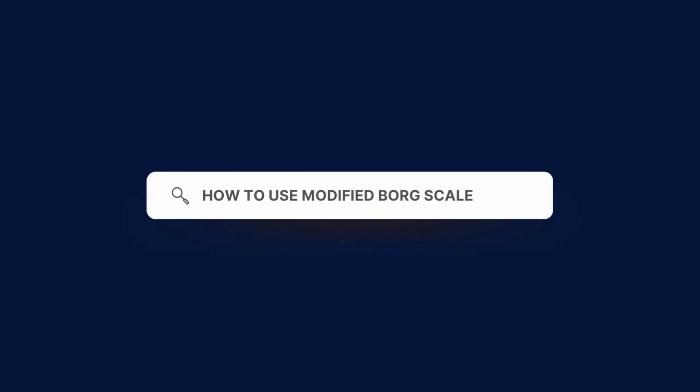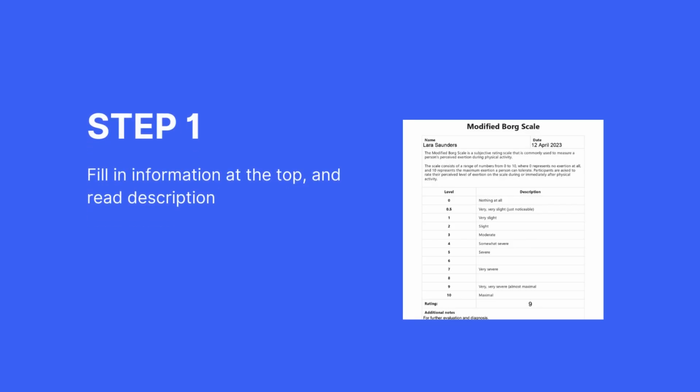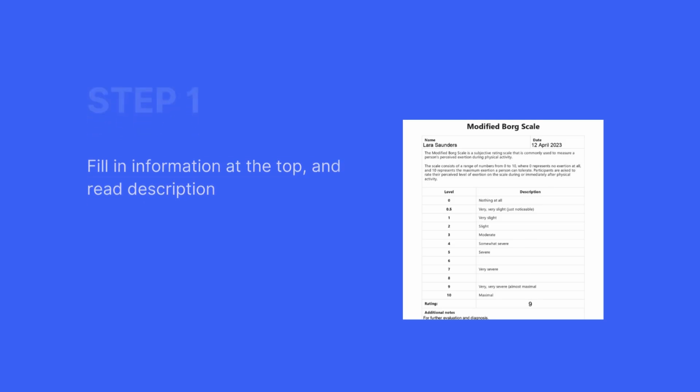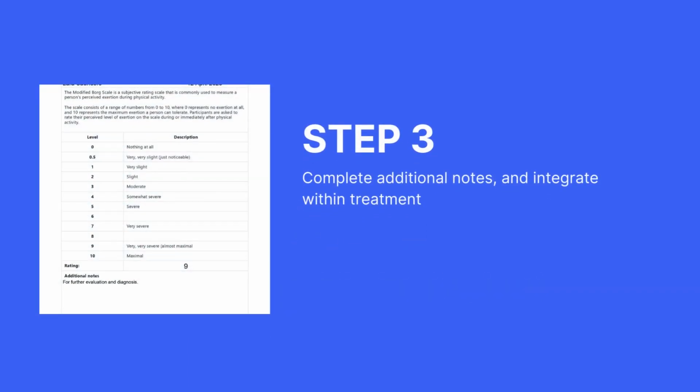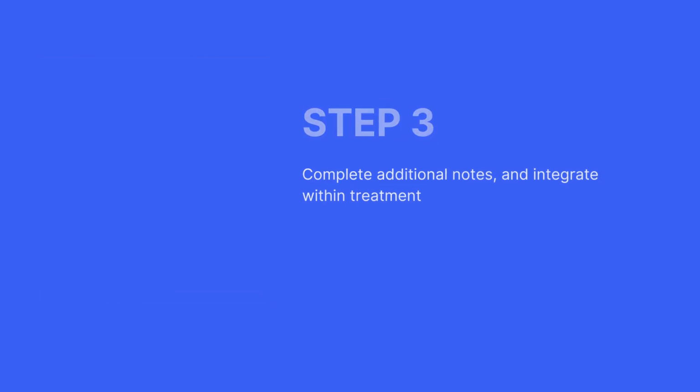Here's how to use the Modified Borg scale. The first step is to fill in information at the top and read the description of levels. You'll then need to conduct the assessment and note relevant scores. Finally, complete additional notes and integrate results within a treatment plan.